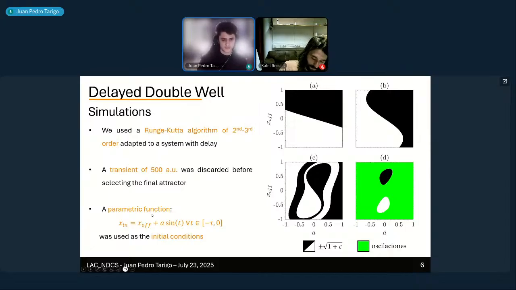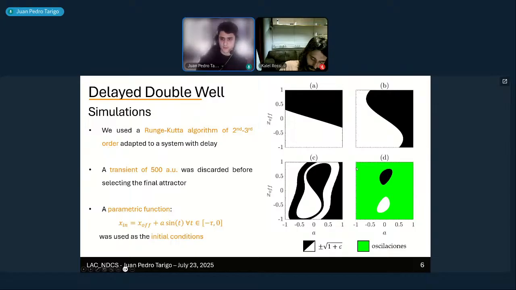In this case, it is a sine function with two parameters, and we explore this parameter space of the initial condition function. That is how we introduce phase space and calculate Bayesian entropy, basically.